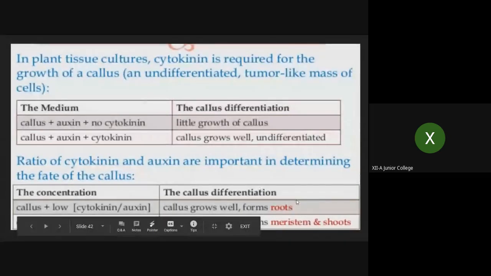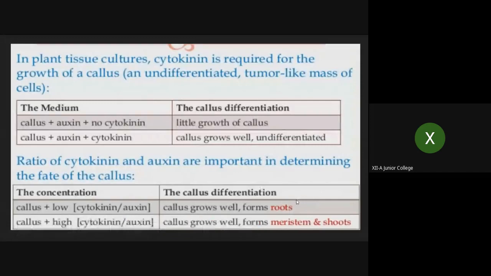Callus plus a low concentration of cytokinin and auxin will initiate roots. As we discussed, a low amount of auxin will initiate the roots. In the same way, in high quantity, the callus will grow well and form shoots. So this concentration is very, very specific. In the tissue culture experiment, the role of both auxins and cytokinins is very, very important.